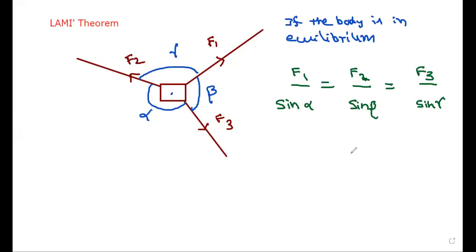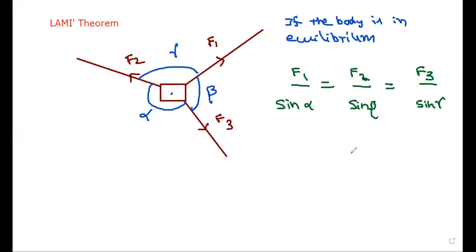According to Lami's theorem, if three forces F1, F2 and F3 are acting in different directions on the same body, and if the resultant force acting on the body is 0, then only this condition is applicable.